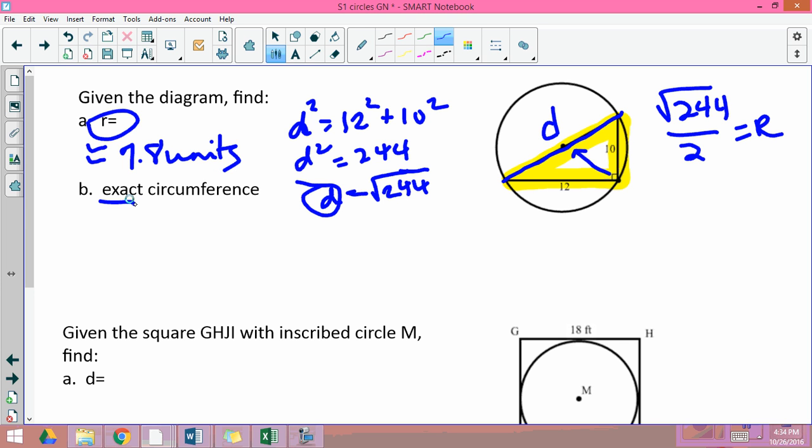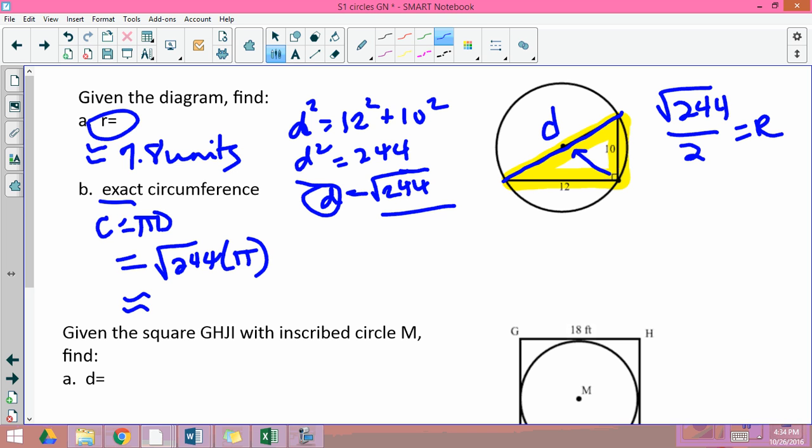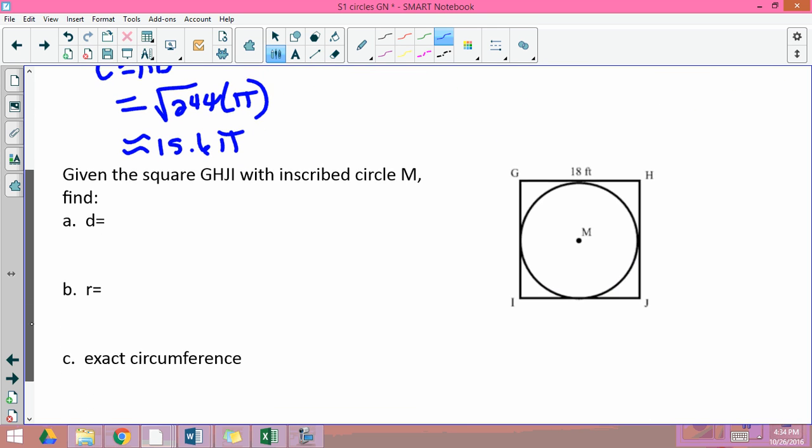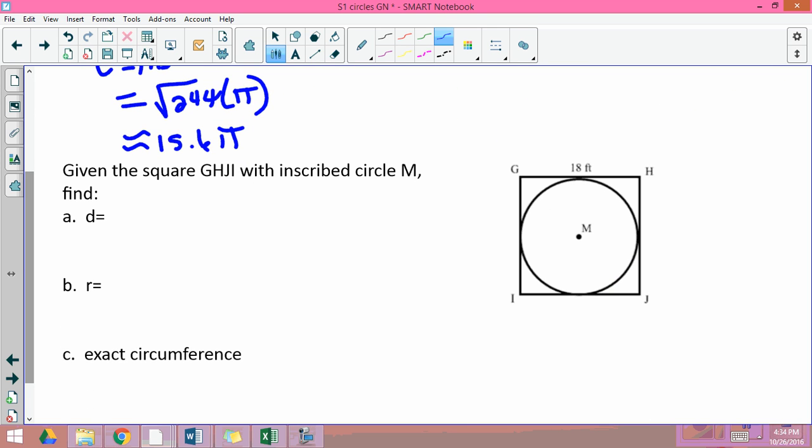The exact circumference would be, remember, circumference is pi times diameter. So our diameter, square root of 244 times pi. Not a great answer. If we want to use the decimal approximation, it would be 15.6 pi. Typically, when you do exact answers, we would not have radicals and decimals, but it is kind of a shortcut to get where we want to go.